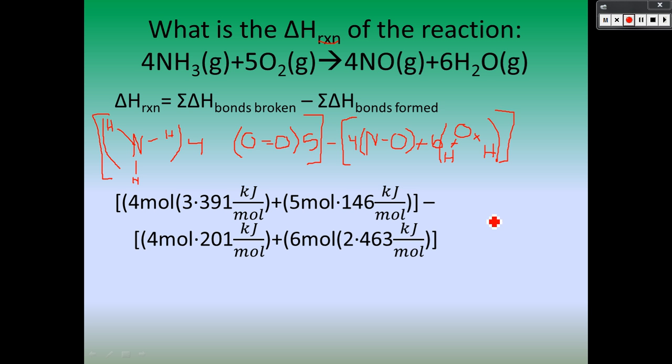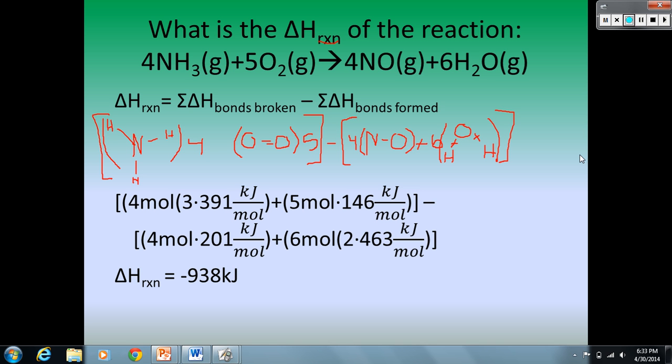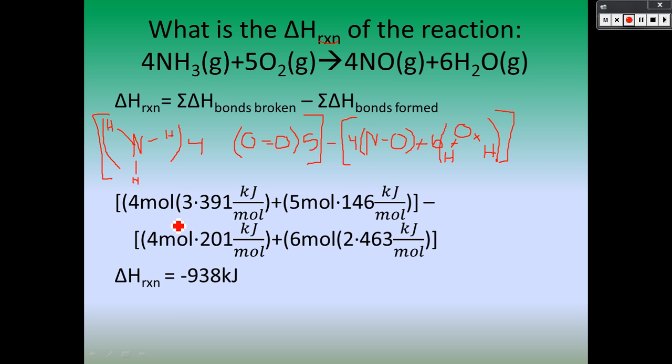And then your final answer is delta H reaction equals negative 938 kilojoules. Good. And again, going back to here, the moles are going to cancel here and here, leaving the kilojoules. Now, if you remember when we did this by the heats of formation, it was like negative 905 kilojoules. So that's slightly off, but that's why bond energy is much more of an average. So it's a good estimate.